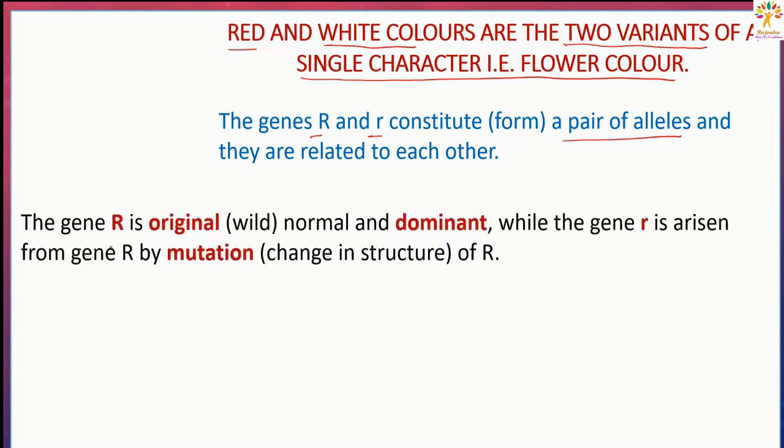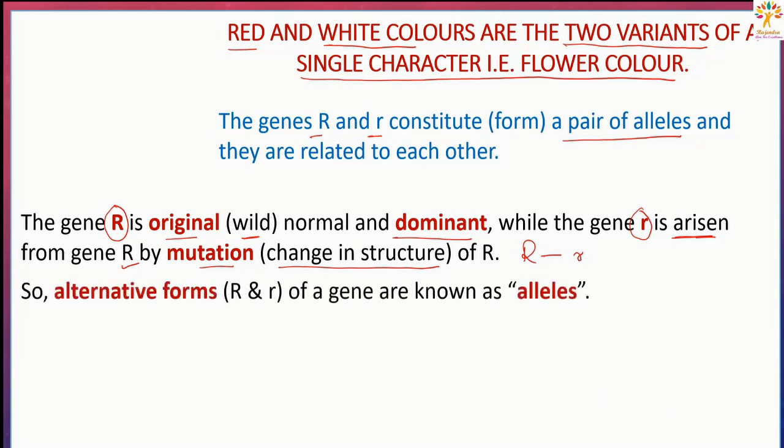Here the capital R is normal, original, called wild, and it is dominant, while the gene small r has arisen from the dominant capital R gene by structural changes called mutation. So this small r has arisen from capital R, and they are not separate from each other. So they are the alternative forms of each other. Capital R and small r are alternative forms of a single gene and are known as alleles.